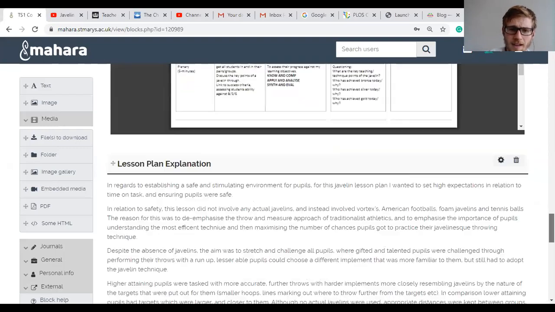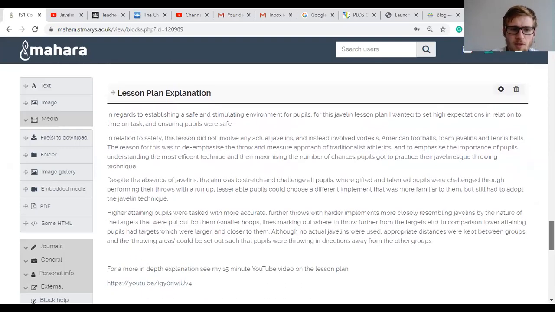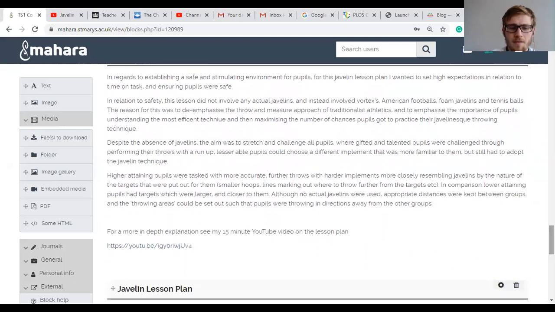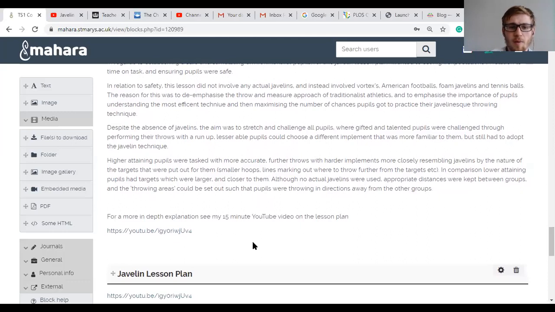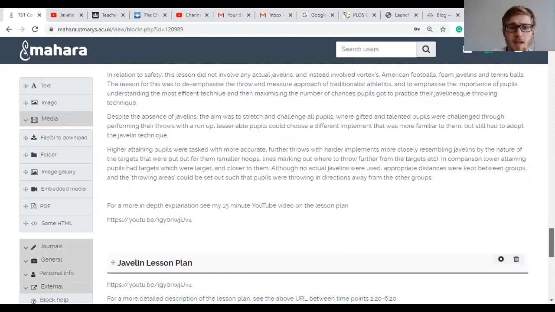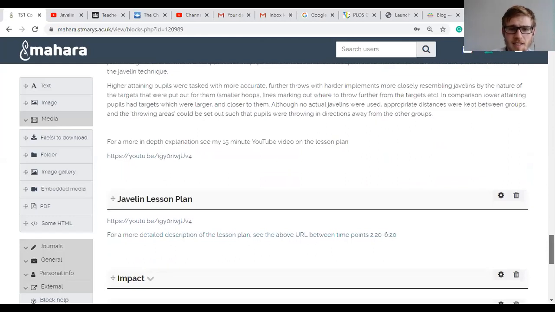So for a more detailed or in-depth version of the lesson plan, you can go to 2 minutes 20 into the Javelin lesson plan and until 6:20.